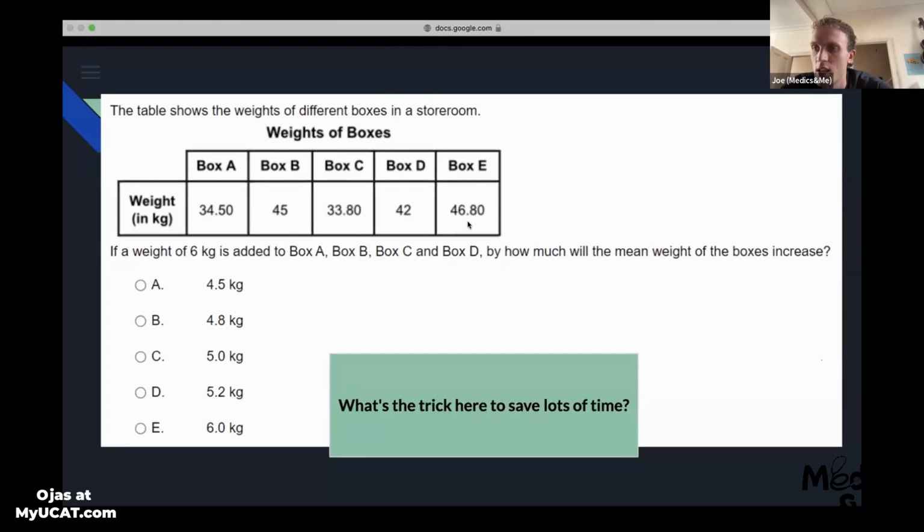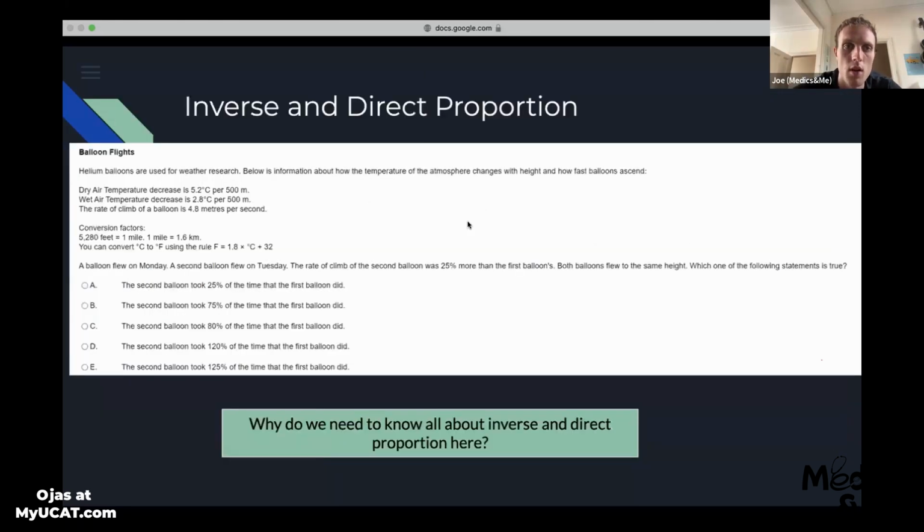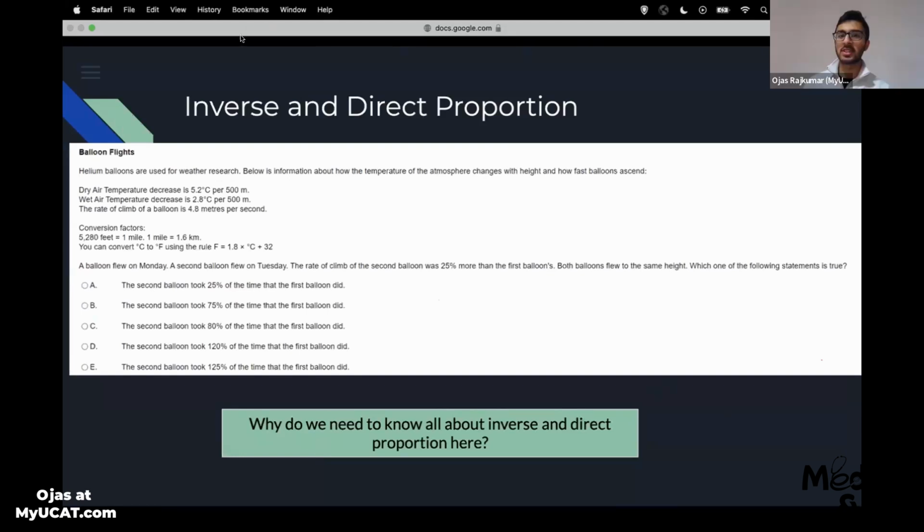So let's see what we've got next up. So we've got another slide. I don't know, Ojas, if you want to talk through this slide, if you're familiar with these questions. Yeah, absolutely can do. But thank you so much for that amazing introduction to the UCAT calculator. And I'm sure the people in the chat will agree.